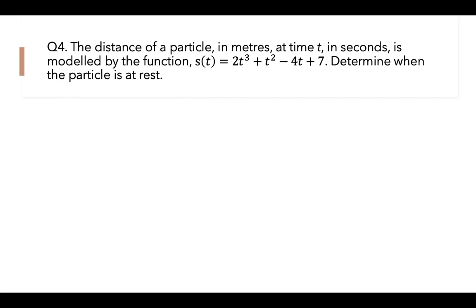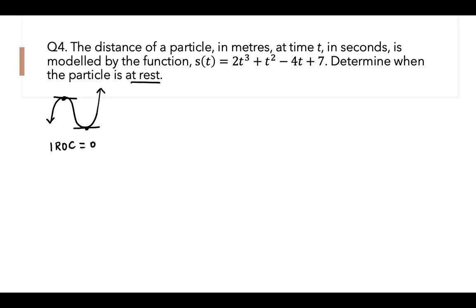Lastly, question number 4. The distance of a particle in meters at time t in seconds is modeled by the function. So determine when the particle is at rest. Okay, so at rest, it means that, let me show you a graph again. So we're given a graph and it's not moving. As you can see, at a maximum or minimum, it's not moving. So therefore, if it's at rest, we say that the instantaneous rate of change is going to be 0 at either the max or min.